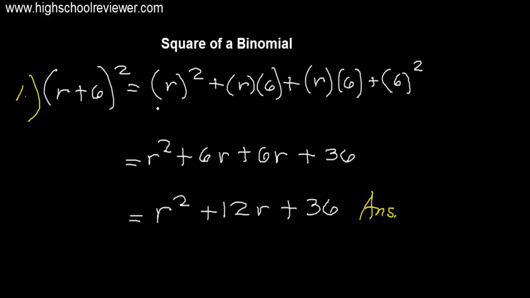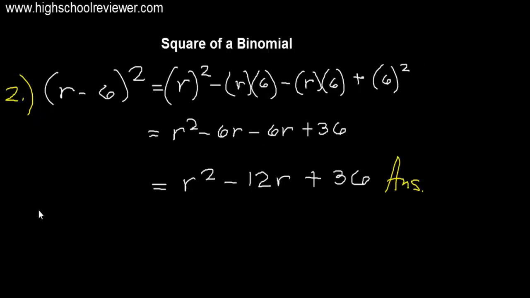For our solution, first get the square of our first term, and then copy the addition sign here, multiply the first and the second term, and copy this again, get the sum of the square of our second term. Our final answer is r squared plus 12r plus 36.